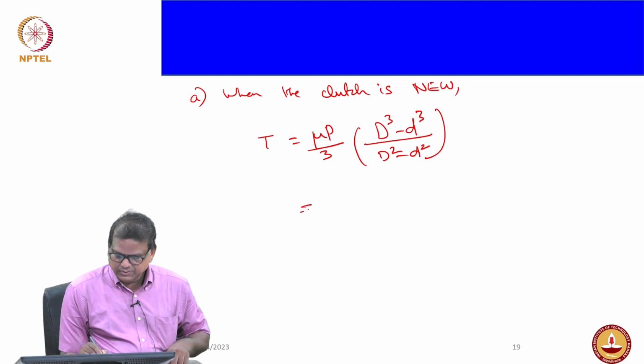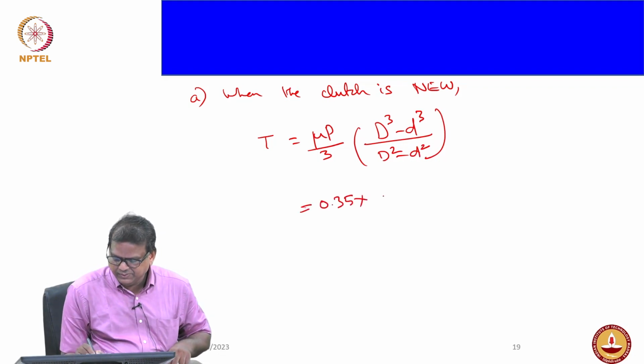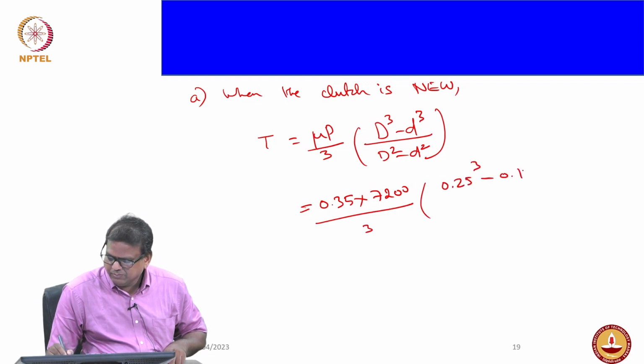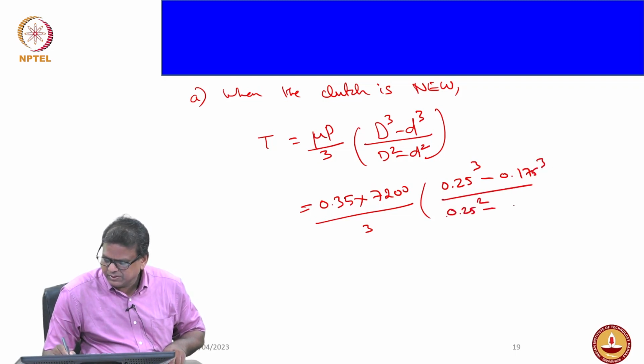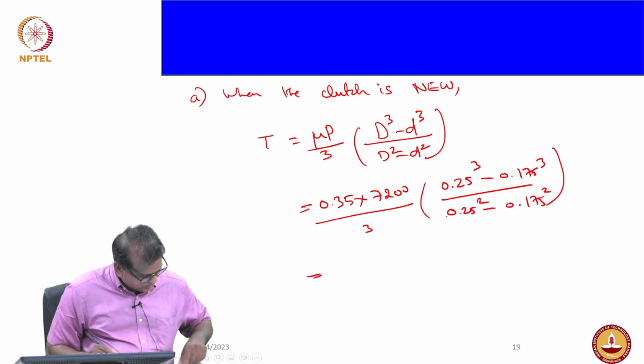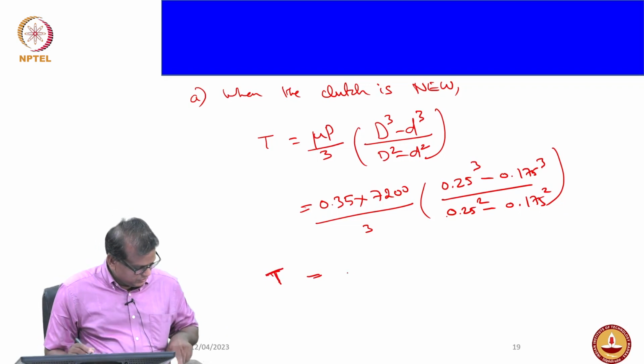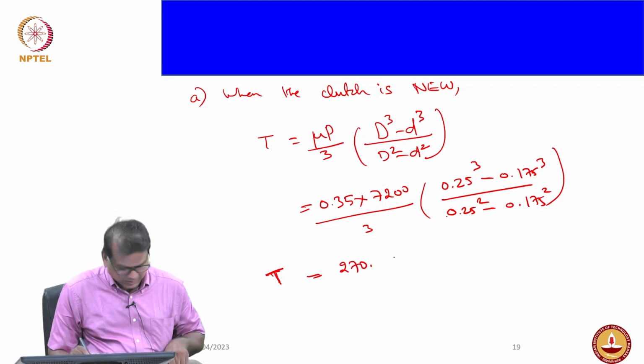Okay, so mu equals 0.35, and this is 7200 divided by 3, and this is 0.25, 0.175 cubed. So can I have the value, please? What is the value you are getting? Torque should be, you should get 270.529 Newton meter. This is the value.